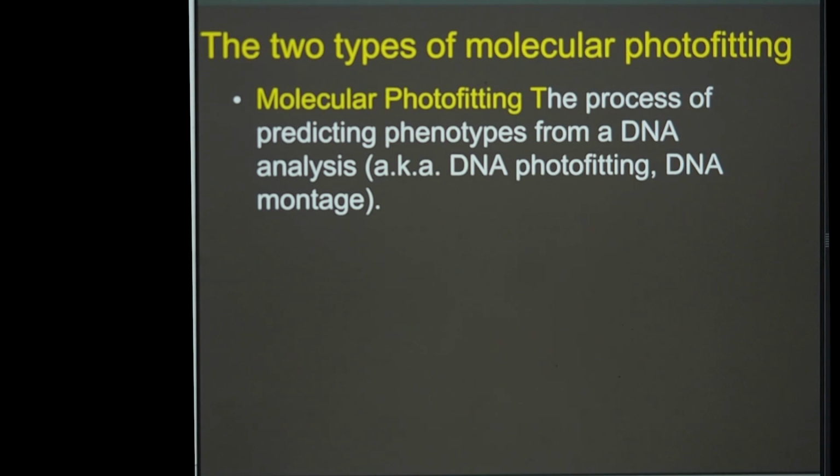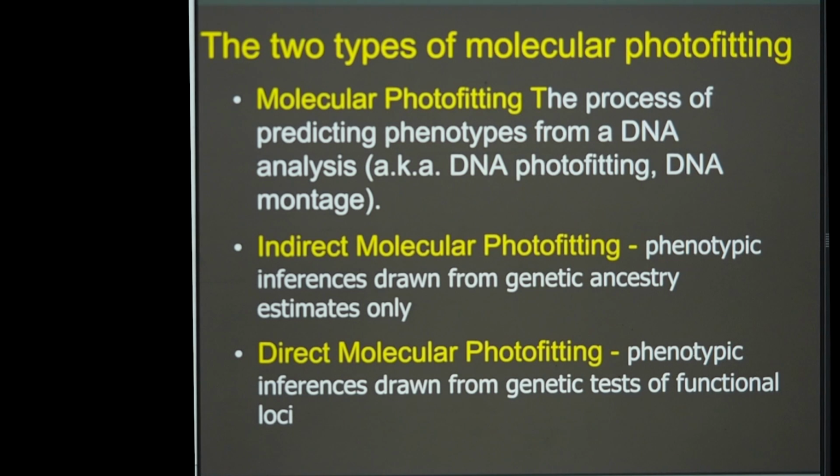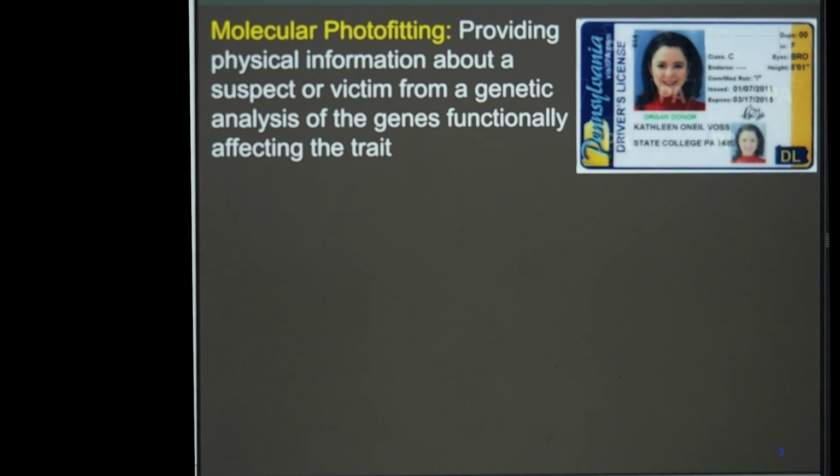There are two basic types. Indirect molecular photo fitting, where you're using ancestry. So you predict ancestry, and ancestry is related to a lot of traits. So you can learn something about a person that way, an unknown suspect. And then there's direct molecular photo fitting. This is working to assay the genes that actually functionally affect the trait. And so that's what we're working on now.